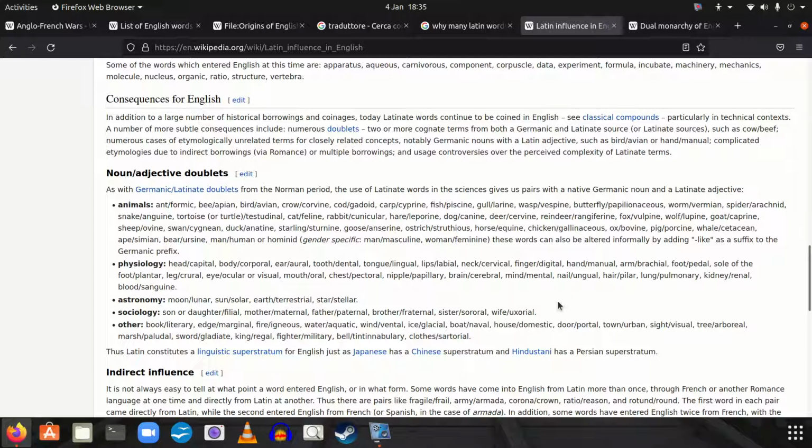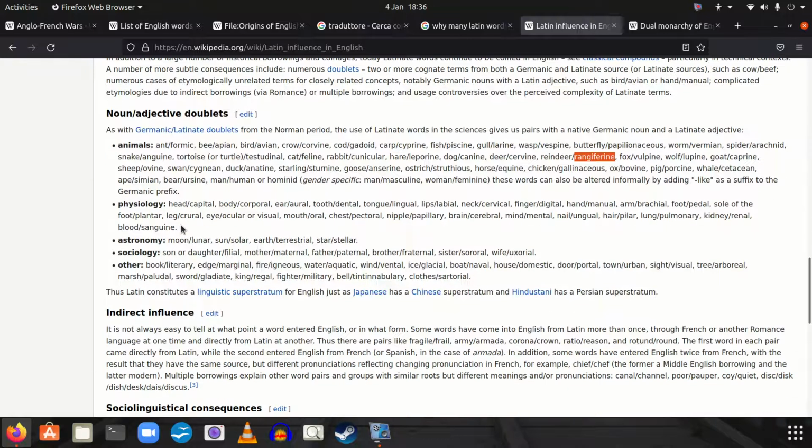Of course, butterfly is from the Germanic, and the Latinate is the second one. The worm and the vermin, the spider and the arachnid. As you can see, you have the doublet. Usually the second one, the Latin word, is also used, for example, in medicine and other topics.